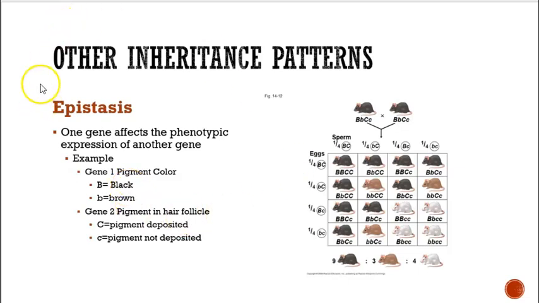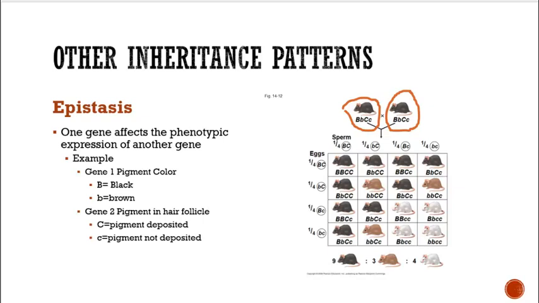All right, so let's talk about epistasis. This is kind of an interesting one where we have one gene that's going to affect the phenotypic expression of another gene. And I have the example over here of rats. So we're looking at a black rat, and we're going to cross this black rat with another one, and we're going to look at their offspring.